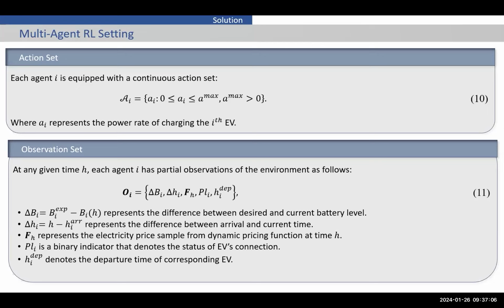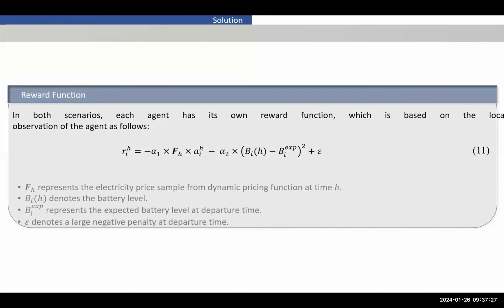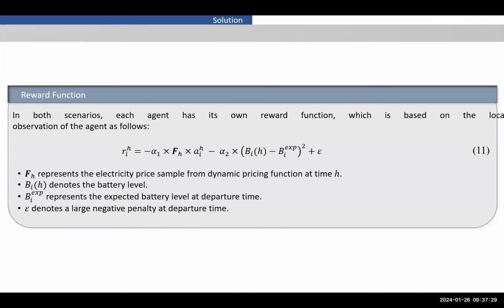So F_H is the sample from the price. So they don't know the dynamics of the price. They don't know the function of the price. They just have some samples at any given time. And so the price is a function of the total consumption of the network. And so the P_L is an indicator that denotes whether the EV is connected or not. And we have the departure. So this is the reward function that we have used based on those observations. This is something like the cost, the negative of the cost, because we want to maximize the reward at the end.